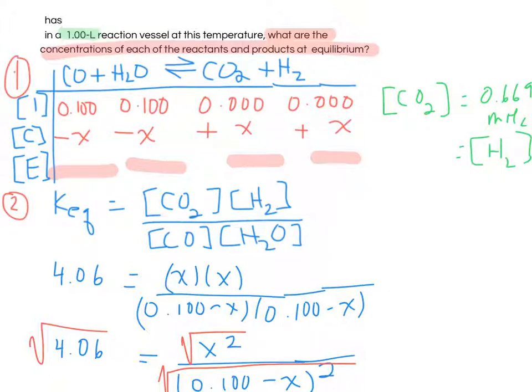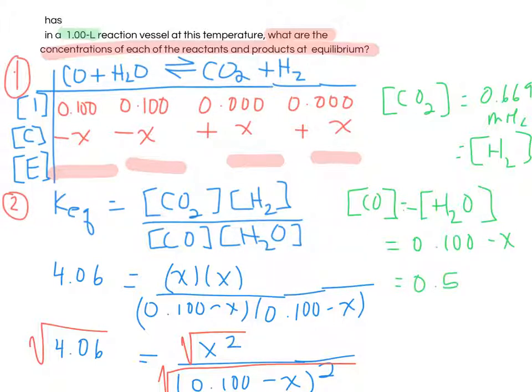I know the concentration of CO is equal to the concentration of H2O at equilibrium, and that is equal to 0.100 minus x, which gives me 0.569 moles per liter.